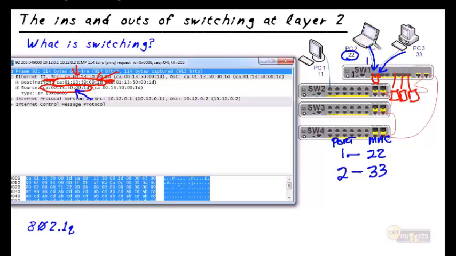So if it was PC2 sending the frame, it would forward it out to PC3, and all these other devices would get it because the switch doesn't know. So it's going to forward the frame to everybody who's going to receive it, and then it's up to the end devices to decide whether it's relevant for them or not. So that, my friends, is the concept of layer 2 switching.